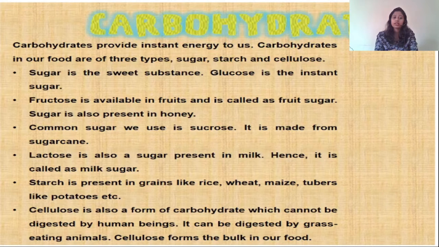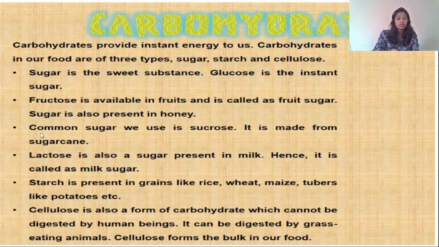Then the second sugar, let's talk about fructose. Fructose is available in fruits. That's why it is called fruit sugar. Okay, so this sugar is fructose, which is available in fruit and is called fruit sugar. And this fructose sugar is also present in honey.